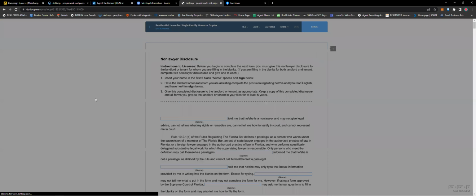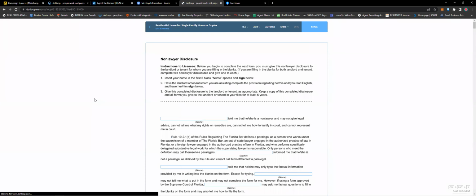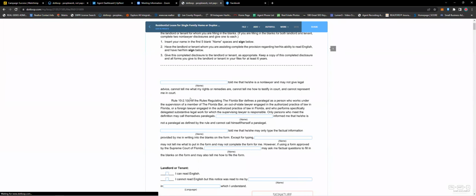Okay, and as always, we do not pre-fill our documents, so we can go through them and explain. Okay, on this document, it is 19 pages long. You'll notice that the first page is a non-lawyer disclosure. This is because most of the time, we as an agent will help fill out a homeowner or a tenant in order to get the lease filled out.